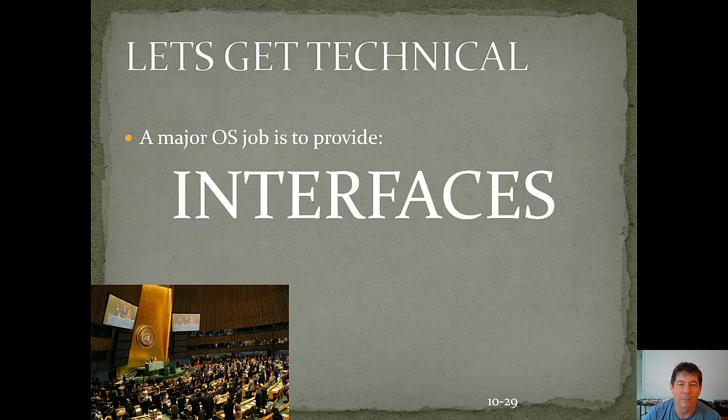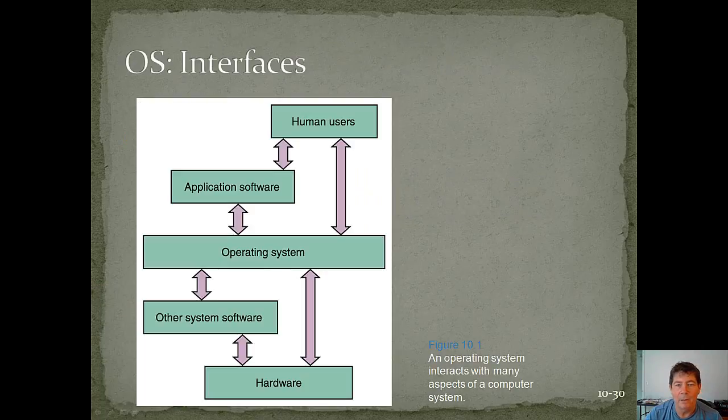So let's get technical. A major OS job is to provide interfaces. What do I mean by interfaces? No, not graphical interfaces, but interfaces to the kernel. Sometimes we refer to these as APIs. So you have human users, and they're running application software. The application software talks to the operating system. The operating system talks to other system software, such as maybe the networking OS. Networking has its separate subsystem, the file subsystem, and so forth. And then each of these talks directly to the hardware.